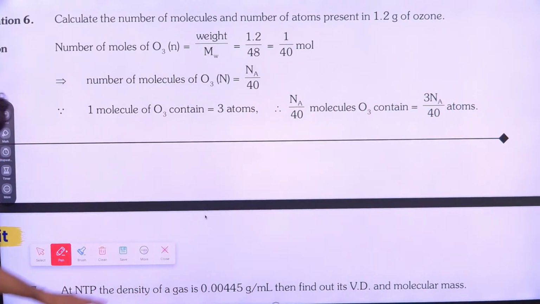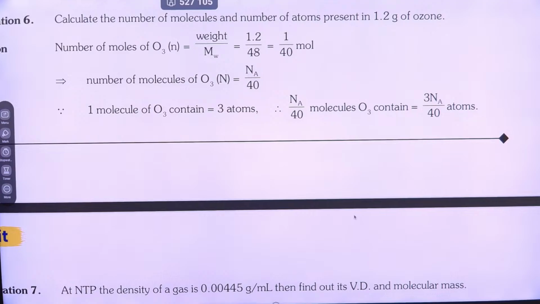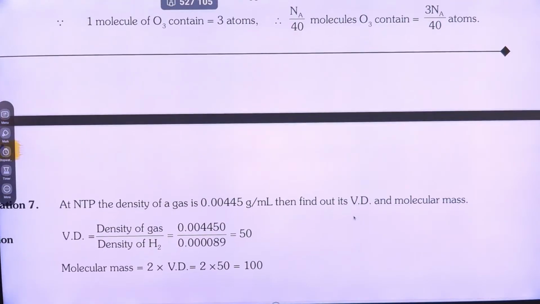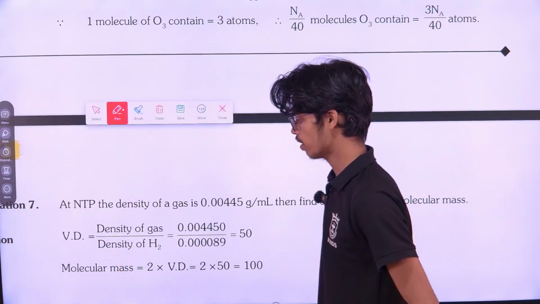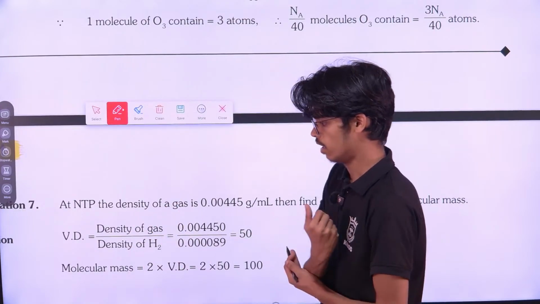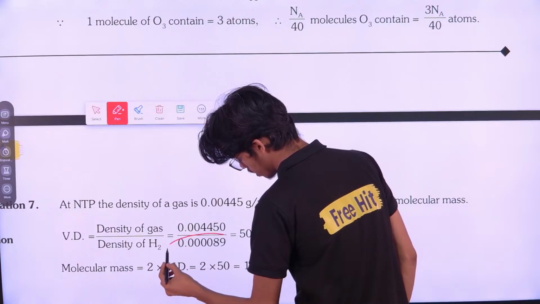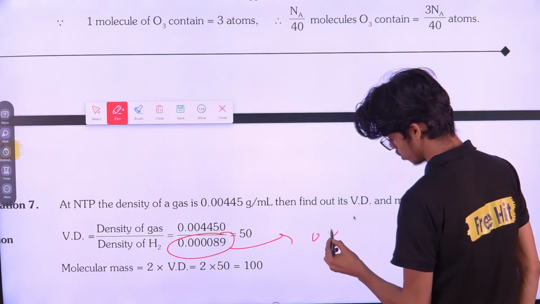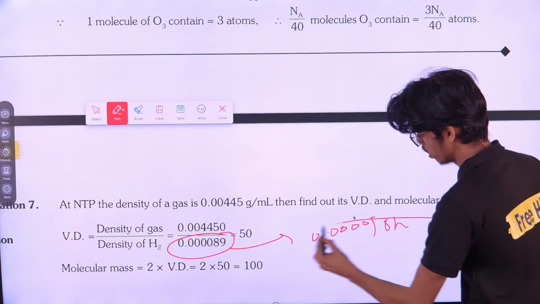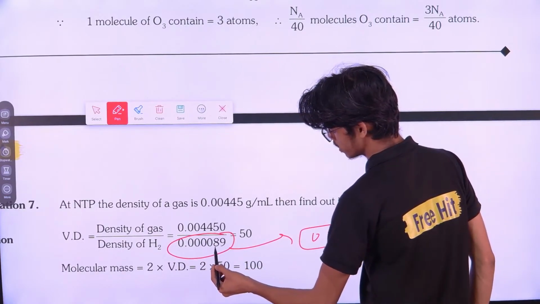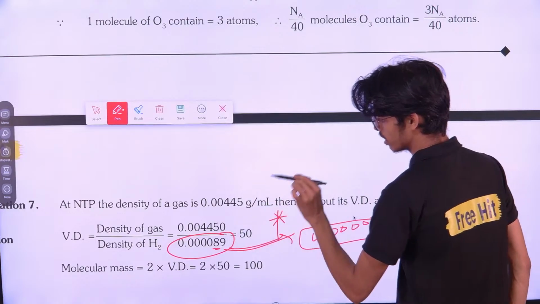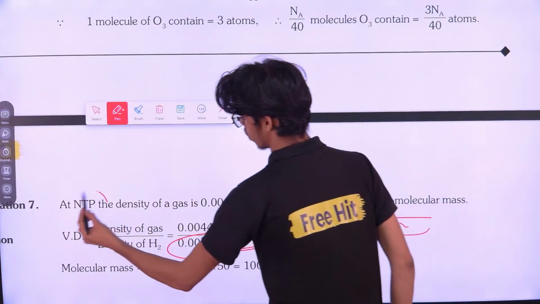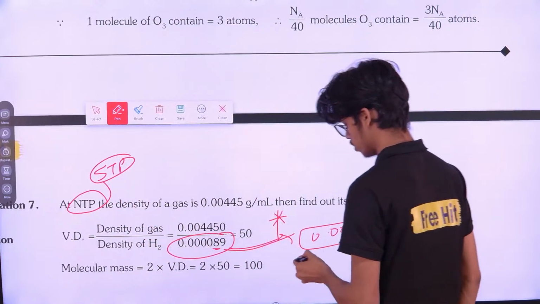I'll check if somebody has answered or not. Okay, remember, vapor density is called what? Density of gas upon density of hydrogen. Now, there is one thing you should remember: the density of hydrogen is 0.00009 gram per milliliter. Or you can say 0.000 and instead of 9 it is 89, rounding off you will get 9. So remember this, this was important. Remember the density of hydrogen at NTP or STP, 0.00009 gram per milliliter.